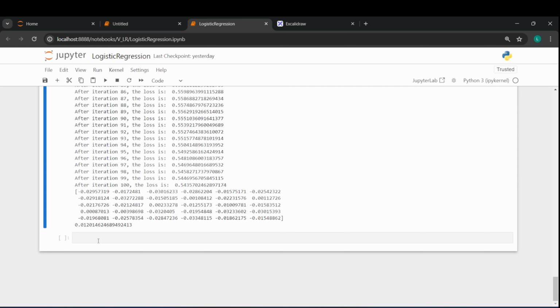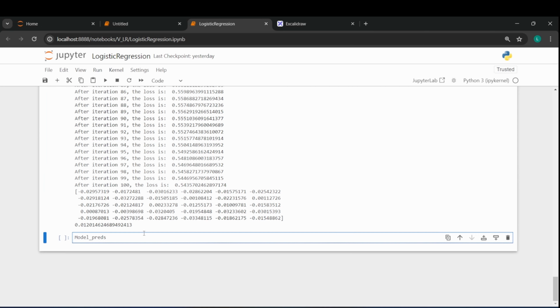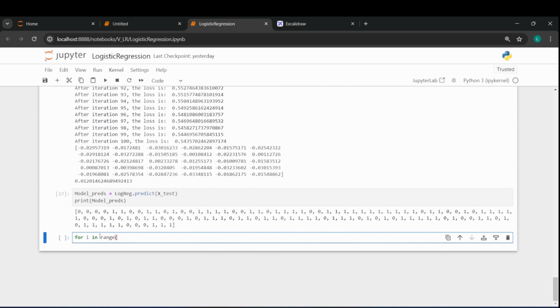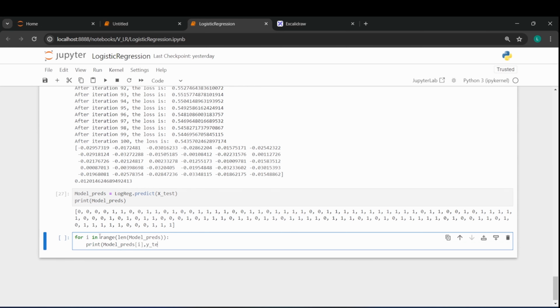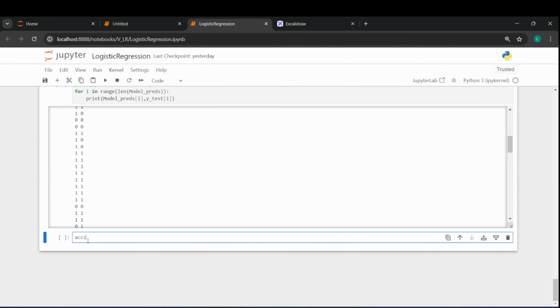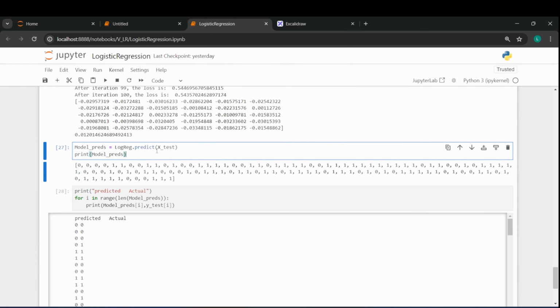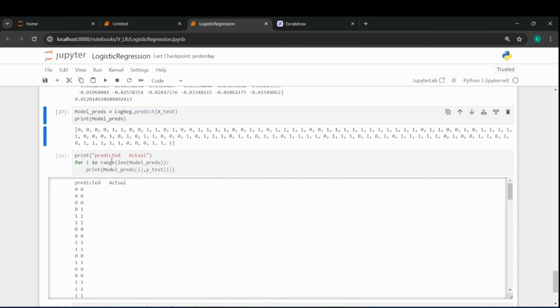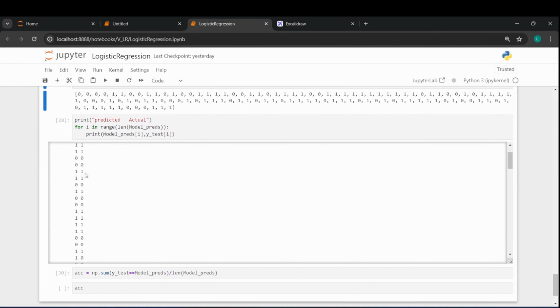Now let's see how this model performs on the test dataset. Now I have passed the x test values into the model's predict function and I have printed the prediction. So this is what the model predicted for the test data, and I have printed the predicted values and the actual values of the class side by side. So as we can see, the model is predicting the correct class for most of the data.